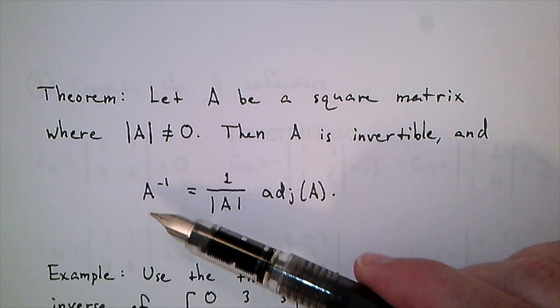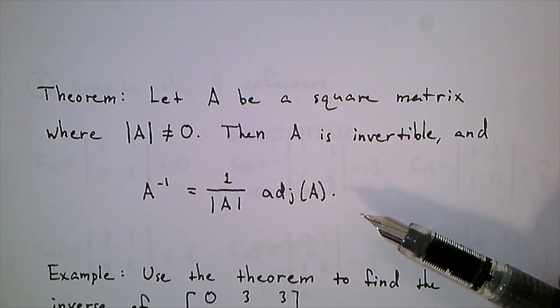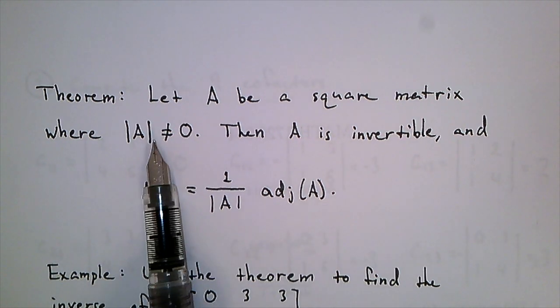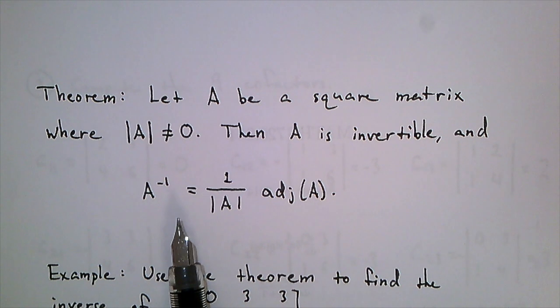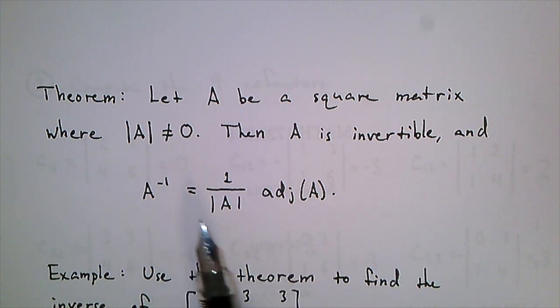This formula, though, is extremely important, at least on a theoretical basis, because if we know the determinant of A is not zero, then we have a formula that we can just plug the matrix into to get an inverse.